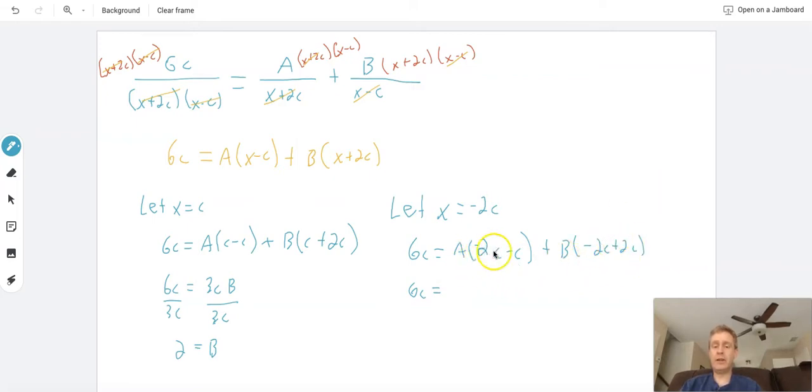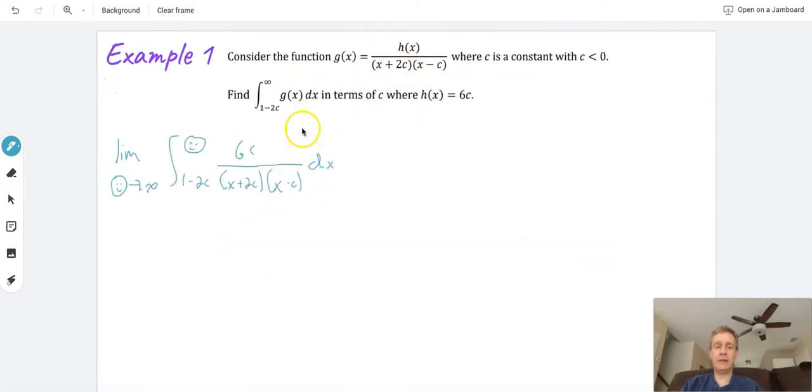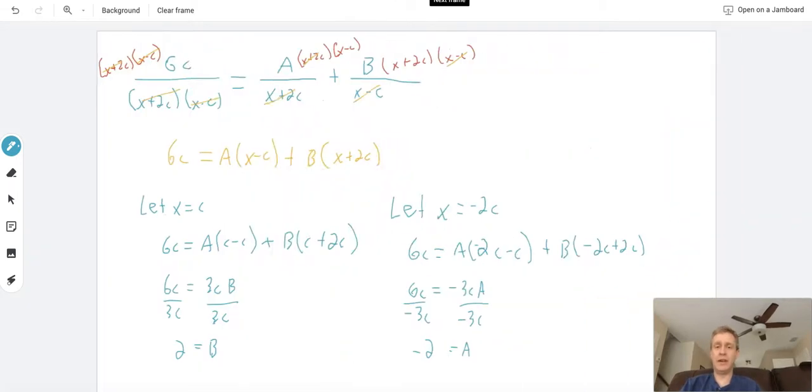But over here we have negative 2c minus c, which is negative 3c. And so if we divide both sides by negative 3c, we would see that a is equal to negative 2. So this fraction here becomes negative 2 over x plus 2c. And I'm going to do it over here instead.